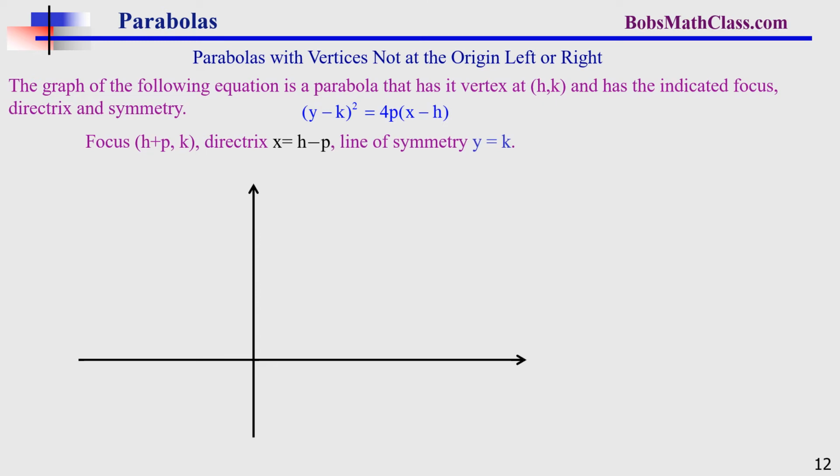Okay, so now we're going to talk about the formula for a parabola that opens left or right when the vertex is not at the origin. It's y minus k squared equals 4p times x minus h. The vertex is always h comma k. Notice that the h is on the side with the variable x, and k is on the left side with the variable y.